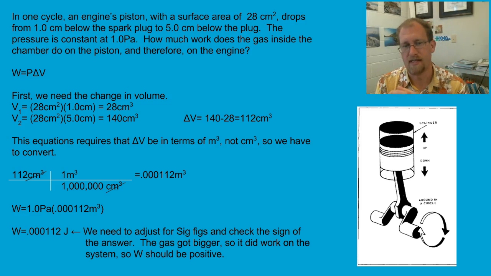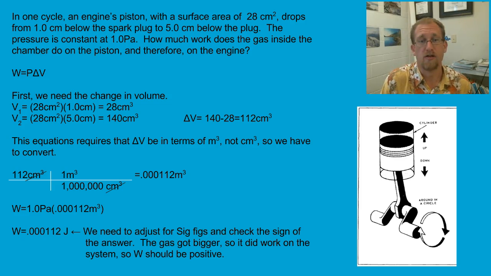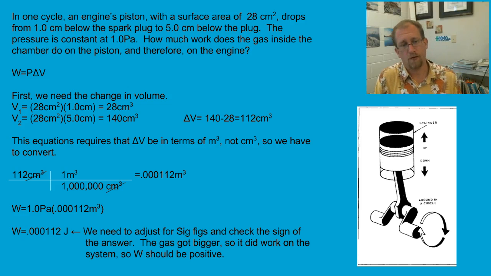So how much work does the gas inside the chamber do on the piston and therefore on the engine? Work equals pressure times the change in volume. Okay, my pressure is 1 Pascal. My volume I have to work out. So first we need the change in volume.